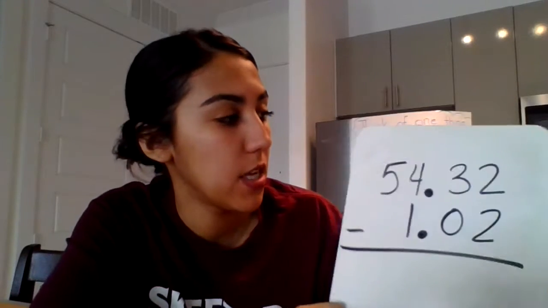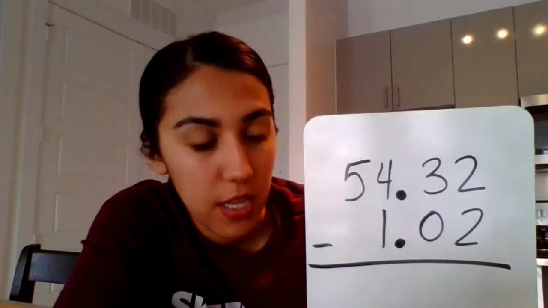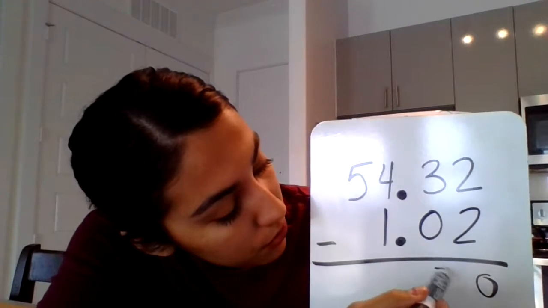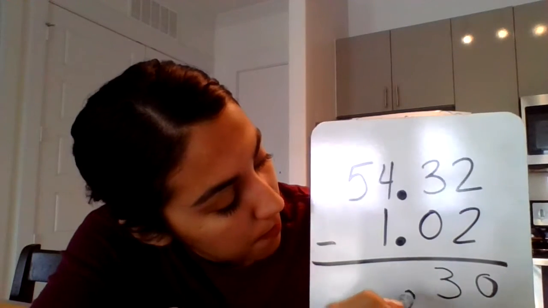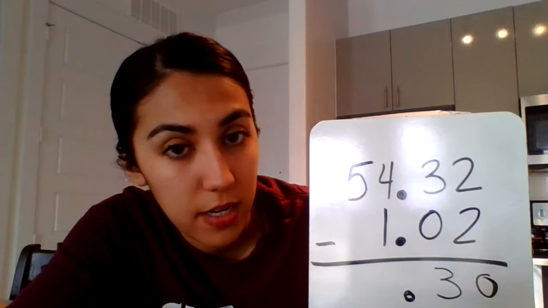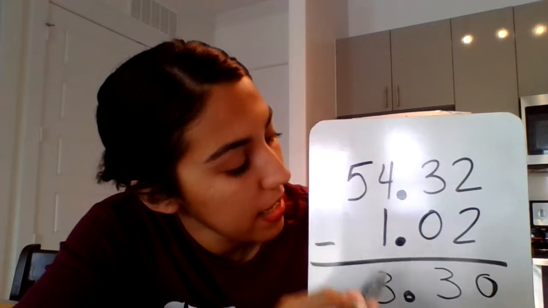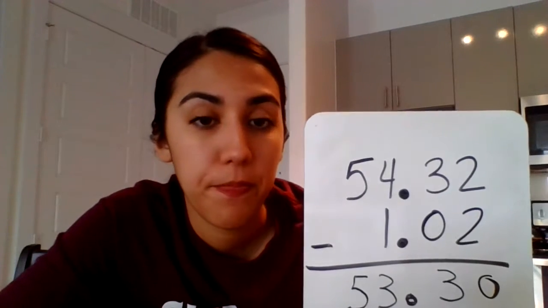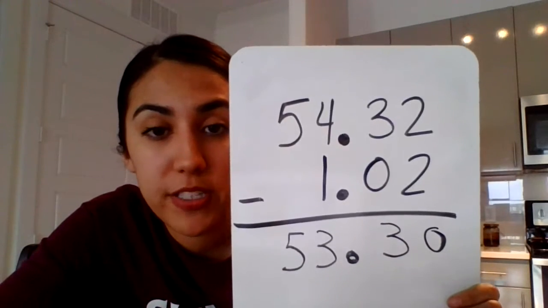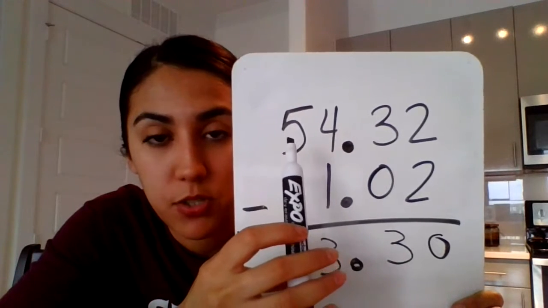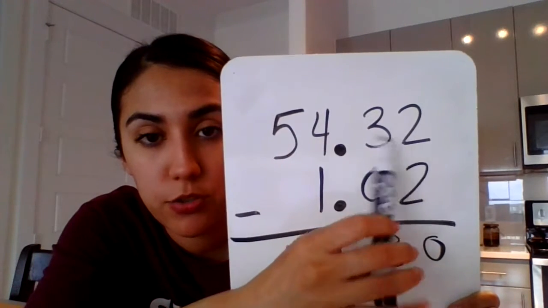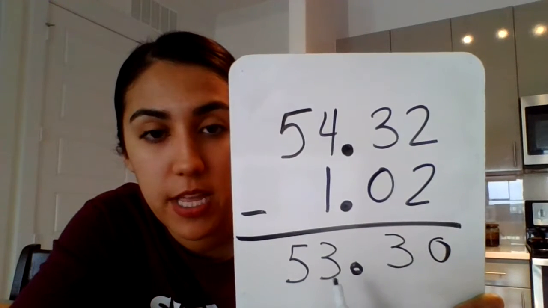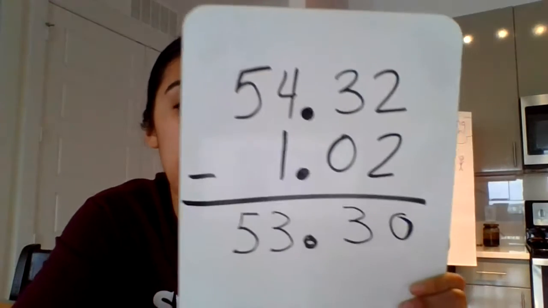And let's subtract. 2 minus 2 equals 0. 3 minus 0 equals 3. Drop your decimal. 4 minus 1 equals 3. 5 minus nothing equals 5. Okay, so boys and girls, 54 and 32 hundredths minus 1 and 2 hundredths equals 53 and 30 hundredths.